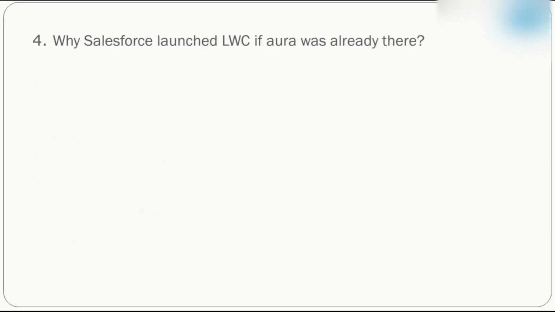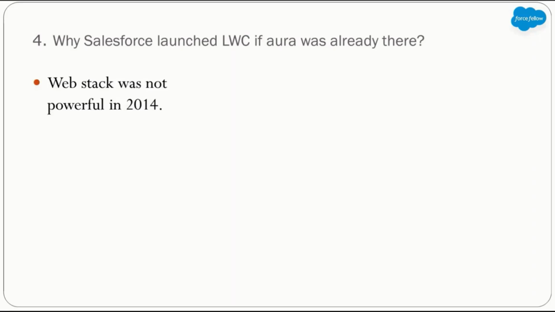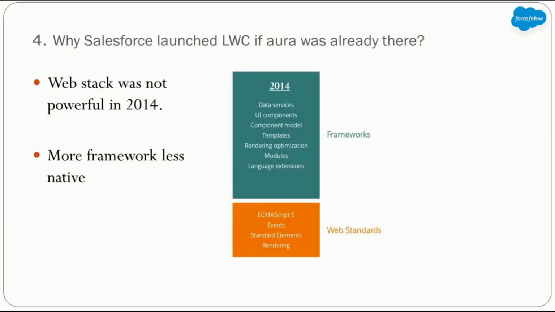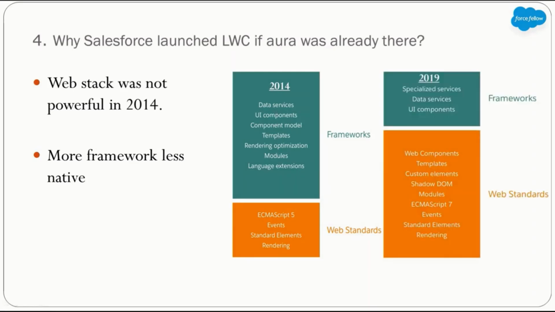Now next we have, why did Salesforce launch LWC if Aura was already there? So Aura was built in 2014. At that moment, the web stack was not powerful. And if you see in this image, lots of the features were platform specific, not native. If you see Web Standards in 2014, then you can see fewer options are available here and more options were developed by the frameworks. And if you see Web Standards in 2019, then most of the features were part of Web Standards itself, and only a few features are part of frameworks.